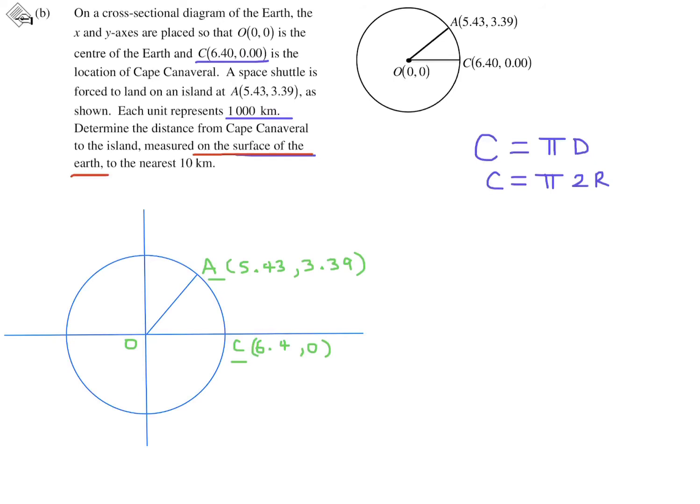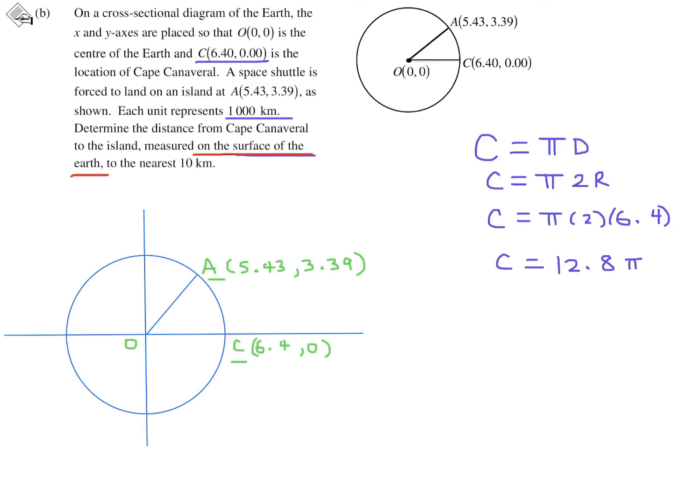Do we know the radius of this circle? And the answer is yes, we do. Right here, from here to there, is the radius, and it's 6.4. So circumference is going to be pi times 2 times 6.4, like that. And this becomes 12.8 pi.